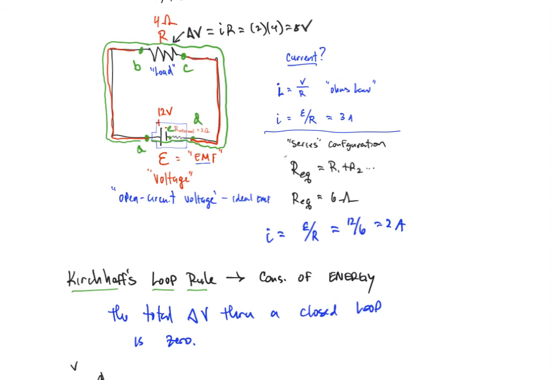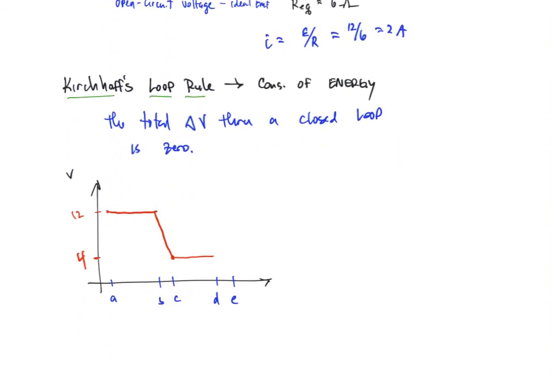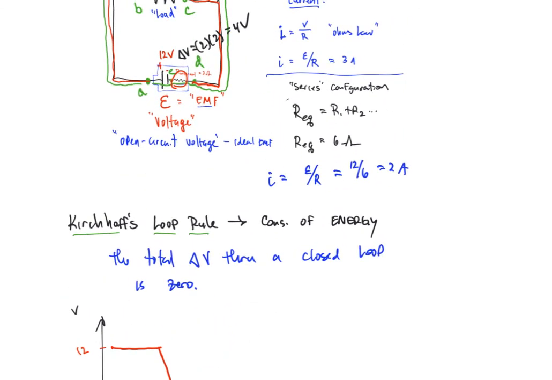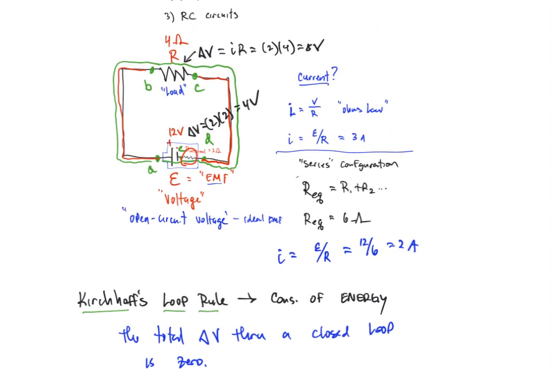And then as it goes from D to E, as it crosses this other resistor right here, it's going to lose some more energy. So there's going to be another voltage drop, delta V, and that's again I times R, which is 2 times 2, or 4 volts. And so now the voltage drops from 4 to 0. Then if we continued the loop, as it went across the battery, it would gain the 12 volts back.